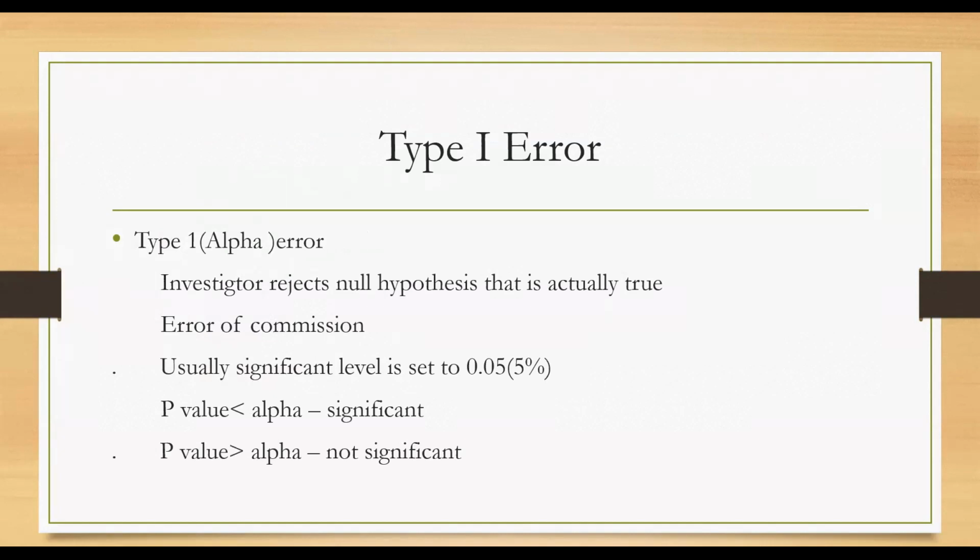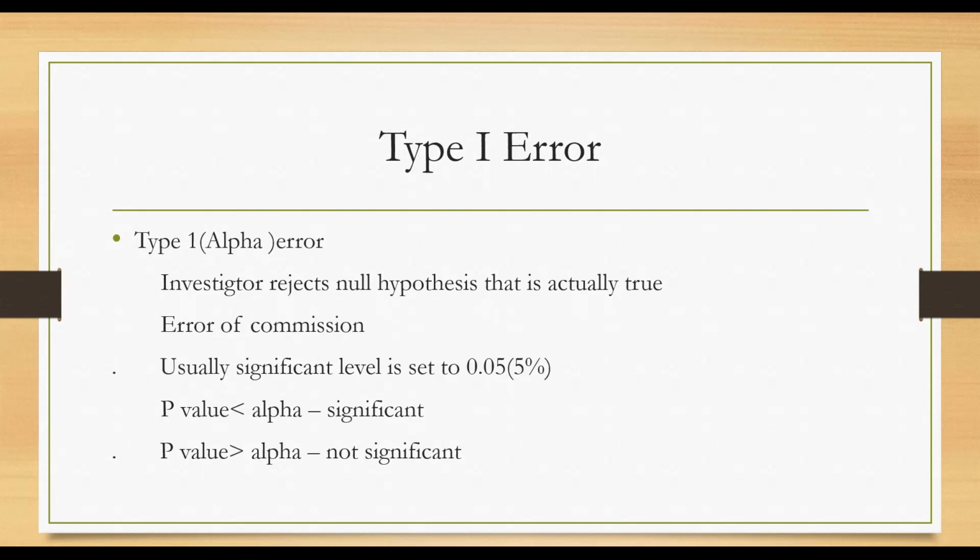Moving into the type 1 error, it is called alpha error. It is a false positivity. That is, the investigator rejects the null hypothesis that is actually true. That is, there is no association between the two variables, but by chance we assume that there is an association between the two variables. That is false positivity, and it is an error of commission.